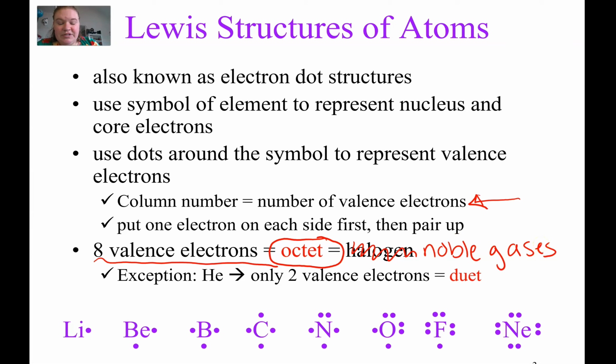Now there is one exception to this. Helium doesn't have that many electrons. It's not that big. So helium has what we refer to as a duet. It just has 2 electrons around it.